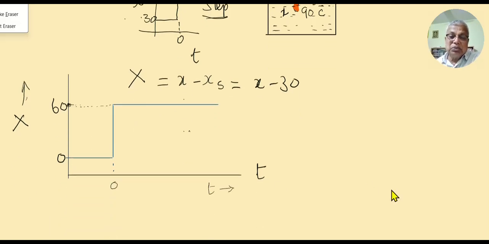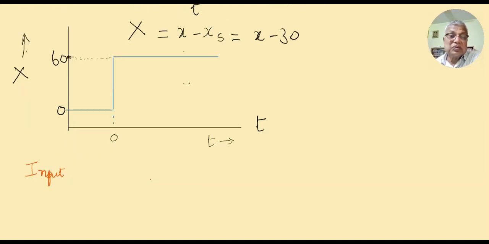So this is a step input of magnitude, how much? How do you write the step input? Step input is M into u(t), where M is the magnitude. So M is 60 degrees.